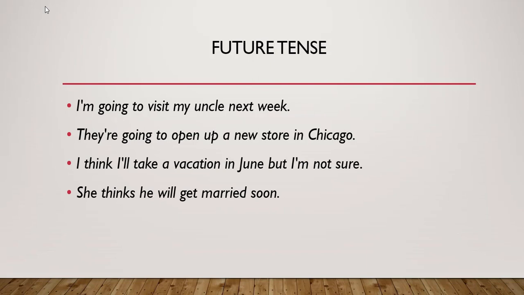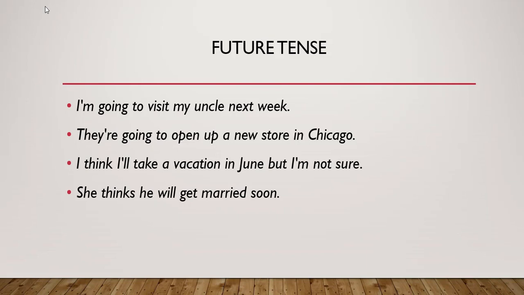Now we look at future tense. In this case we just look at the future tense. I'm going to visit my uncle next week. Future, I'm going to. Now there are two indicators of the future. I will is telling you future. Going to is telling you future. So when you see going to or will, it tells you about the future.